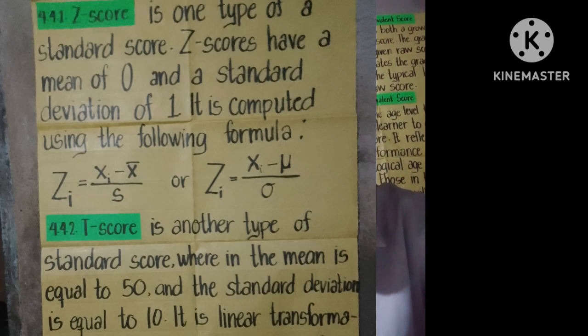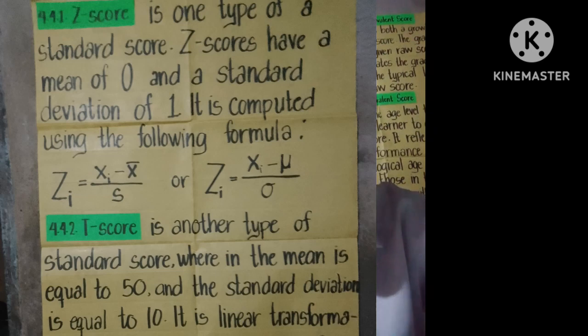Z-score is one type of standard score. Z-scores have a mean of 0 and a standard deviation of 1. It is computed using the following formula: Z is equal to X minus X bar over S, or Z is equal to X minus mean over standard deviation. So that is the formula for the Z-score. Standard scores are useful when you want to compare learner test performance across two class distributions.